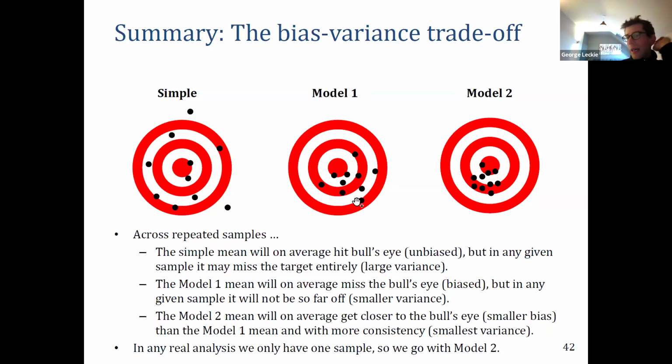Model 1. Across repeated samples, we're always hitting near the target, but we're always a bit off. But there's quite a lot of consistency in where we're at, and so that seems more desirable. If you only have one shot, I'm more confident that it's going to be closer to the bullseye than over here. Model 2, I'm even more confident again because the bias is reduced and the variability is reduced further. So Model 2 is considered the most accurate method to try and hit the target if you've only got one shot. That's effectively what was said in this last part of the talk.